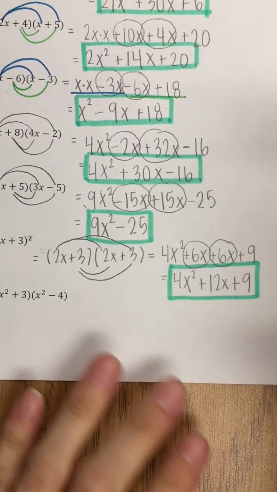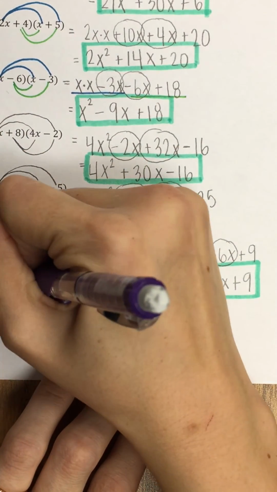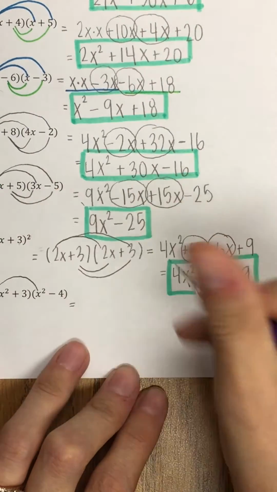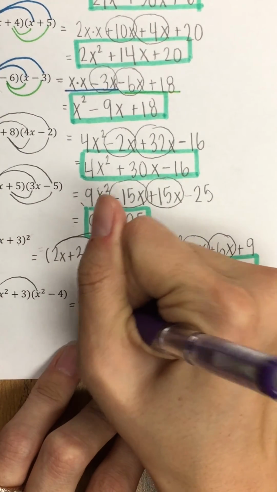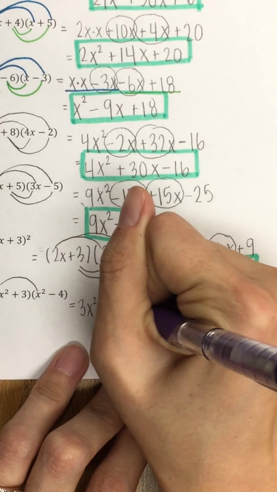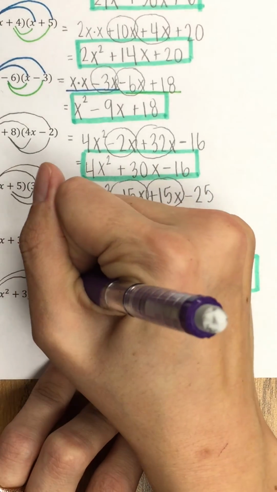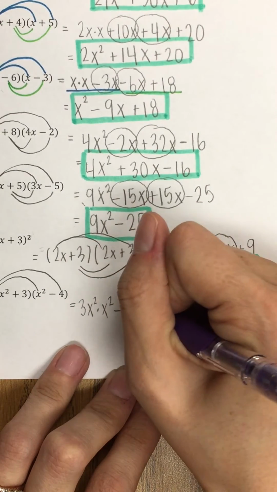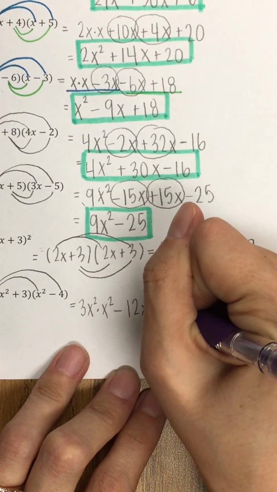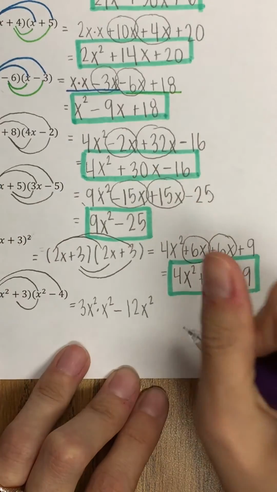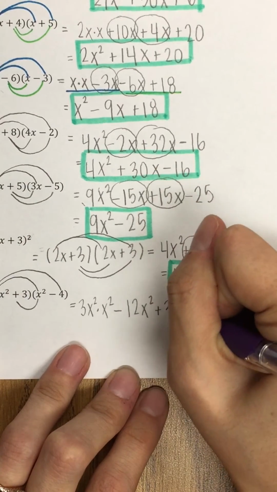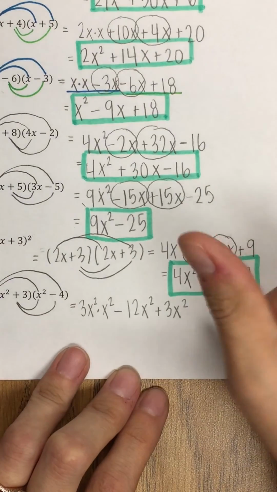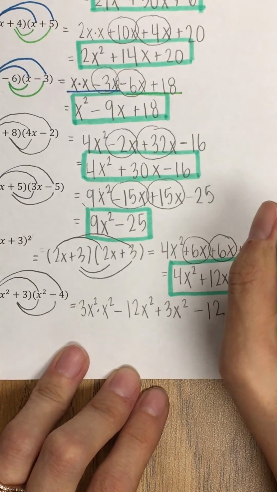Okay, let's see how this guy turns out. So I do my arrows over. I'm going to actually do this one the long way like we started with. So this guy is going to turn into 3x squared times x squared. Then I do another arrow over. 3x squared times negative 4 is going to go to negative 12x squared. Under, I'm going to get 3 times x squared, which is a plus 3x squared. Under 3 times negative 4 is negative 12.